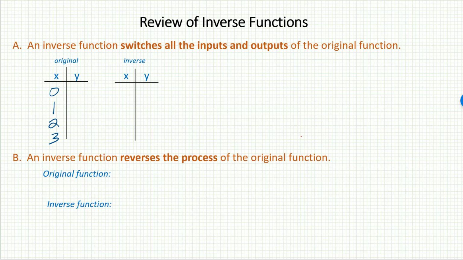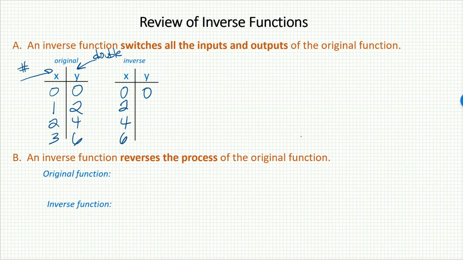So if I stick in 0, I'll get 0. 1 times 2 is 2, and then 4 and 6. The input was some sort of number. The output, you might say, was the double. Well, if I then go on to form the inverse function, everything gets switched around the other way. What was an output is now an input, and vice versa.